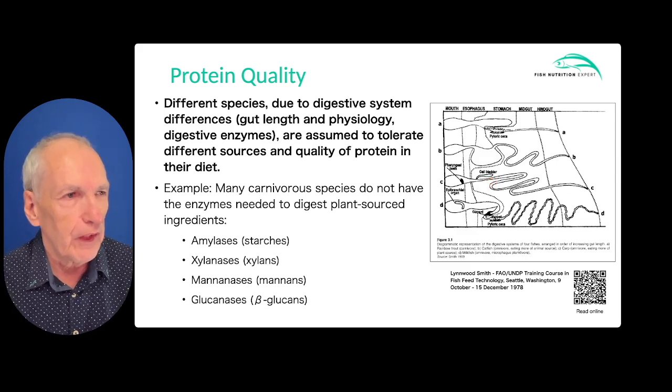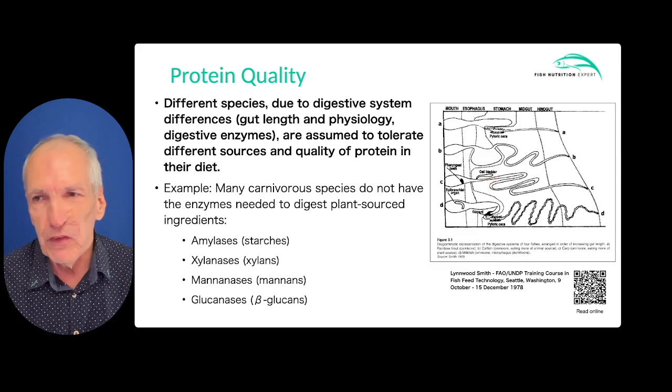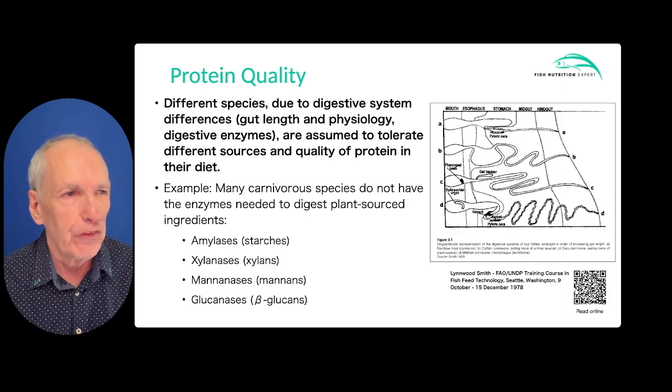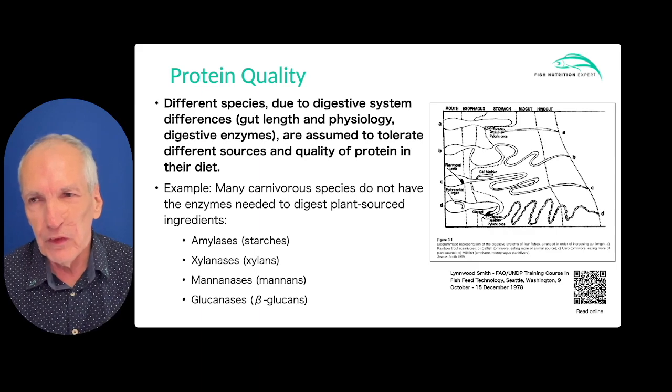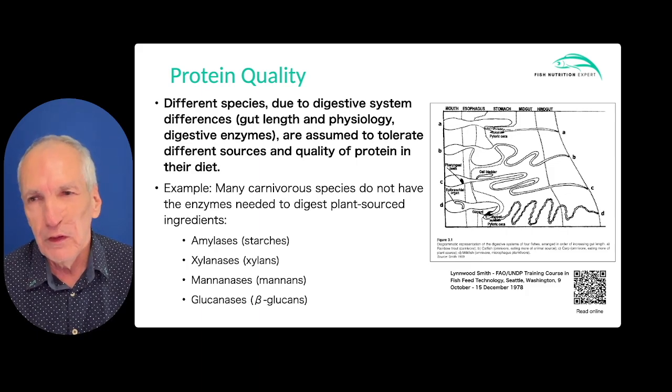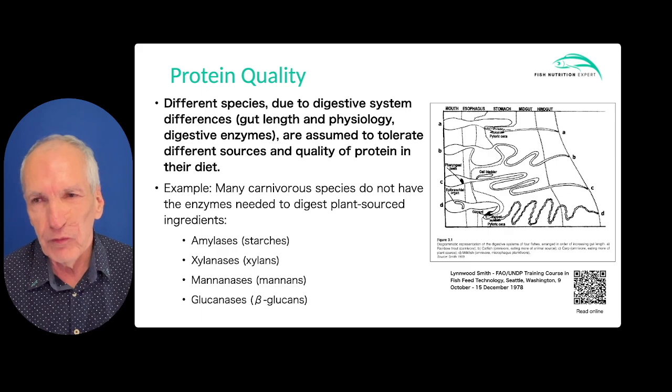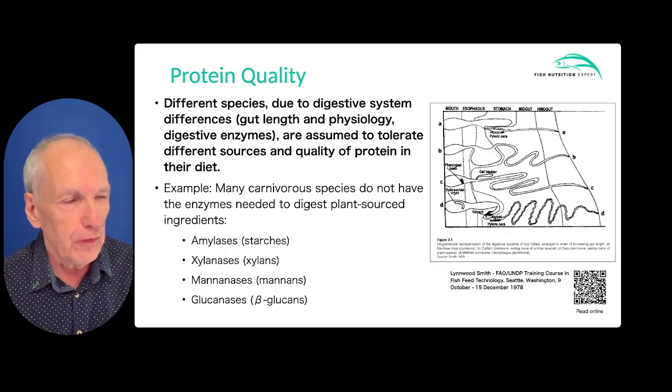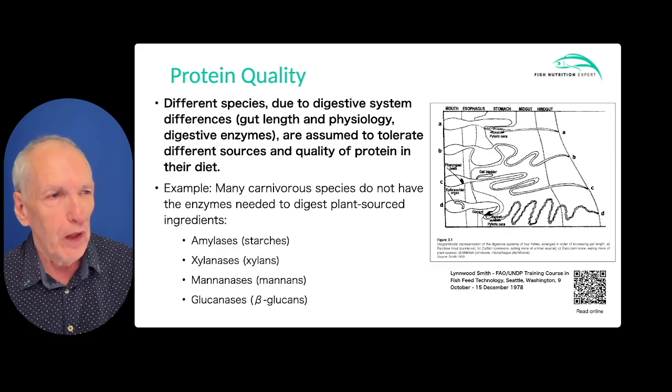And I give you this example. So many carnivorous species don't have the enzymes needed to digest plant-sourced ingredients. So when we start talking about where our protein is going to come from, well, then we have to consider, is it embedded in a lot of plant cellulose, or embedded into plant cell walls?